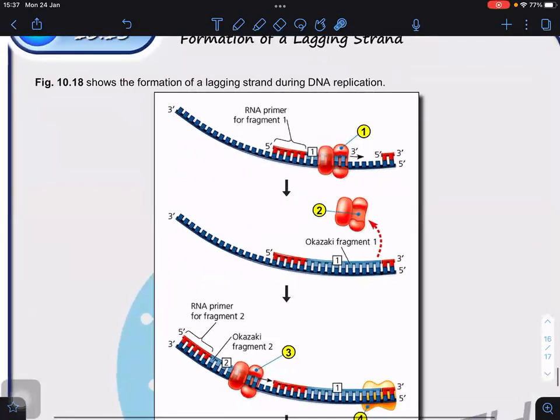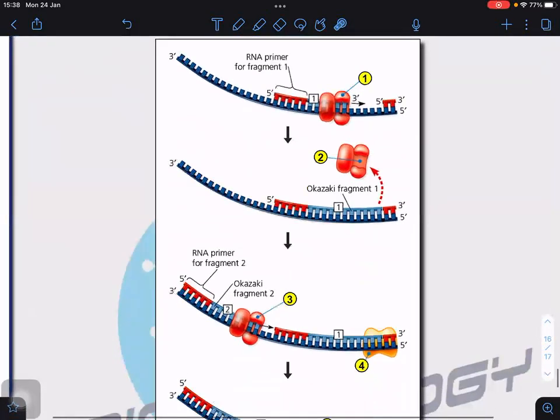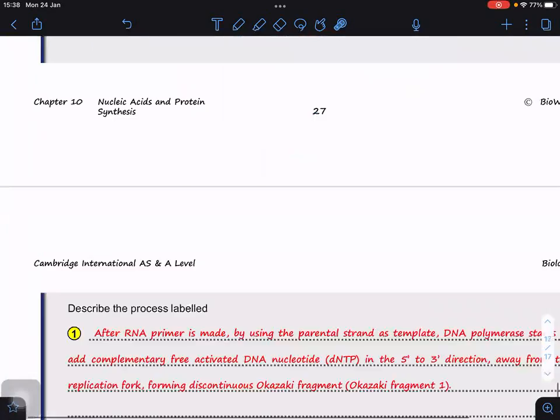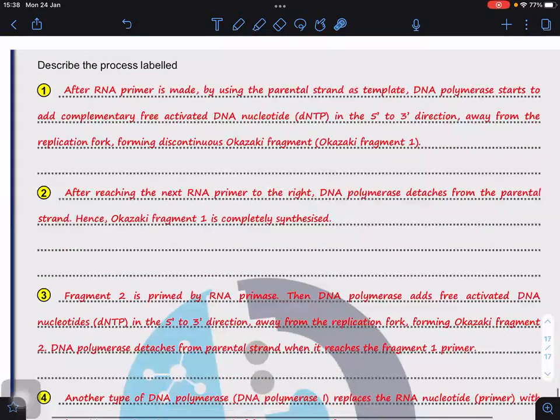So for the lagging strand, you can see that we must have DNA polymerase, a short primer one time, Okazaki fragment 1, Okazaki fragment 2. Then after that, you can see that we need the ligase to seal the sugar-phosphate backbone. Okay. So after the RNA primer is made using the parental strand as template, DNA polymerase now starts to add complementary free activated DNA nucleotides. The direction is still the same, always 5' to 3', but this time, because of antiparallel, it will be away from the replication fork, forming this continuous Okazaki fragment. So in this case, I formed Okazaki fragment 1 first.